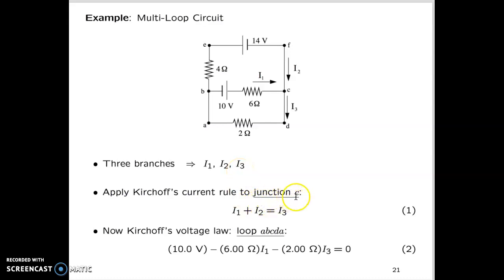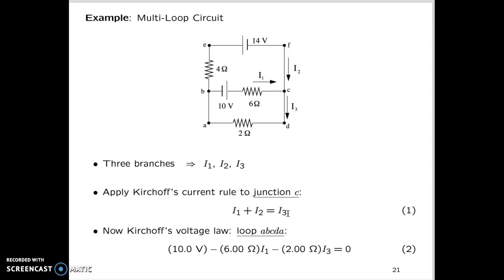Consider one of the junctions, C. Okay, so here's junction C. Look at the currents which are going in: I1 and I2 are going in. Look at the currents which are coming out, just one, I3. And the current rule is the sum of the currents going in, I1 plus I2, is equal to the sum of all the currents coming out of that junction. Well, there's just one, and that's I3. So there's one equation with the 3 unknowns, I1, I2, and I3.